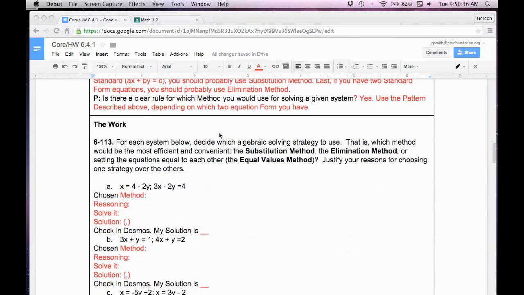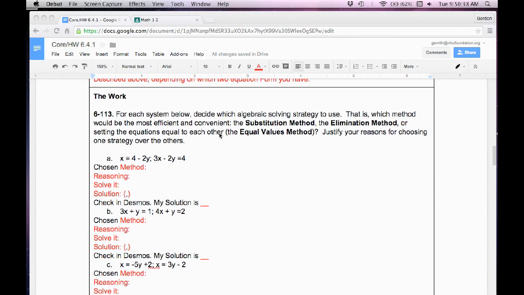All right, we move on to the work from 6.4.1. For each system below, decide which algebraic solving strategy to use. That is, which method would be most efficient and convenient: the substitution, elimination, or setting them equal to each other, which is known as the equal values method. Justify your reasoning for choosing one of the strategies over the others.